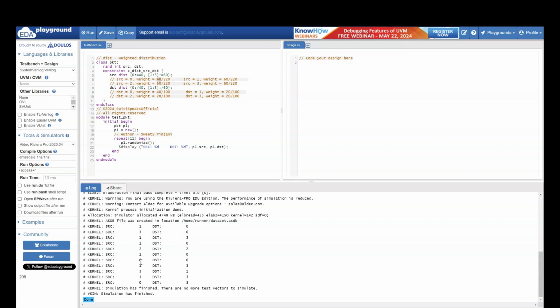How many times did 0 get generated in this case? Only 2 times for source. But for destination, 1, 2, 3, 4, 5. You can clearly see the difference between these two operators with the help of this. I hope with this coding example, the dist operator and the difference between these two operators, which you can use along with dist, is clear.